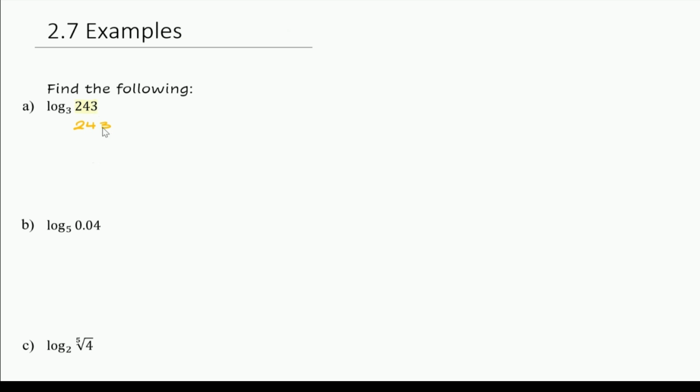So I can say that 243 is equal to something, and what I want is to have it to the power of 3, because of this log base 3 here. So what do I have to have 3 to the power of to get 243? And using your calculator, you'll find that this is to the power of 5.